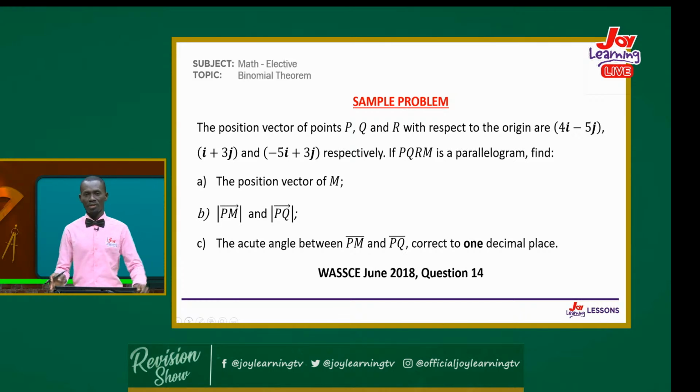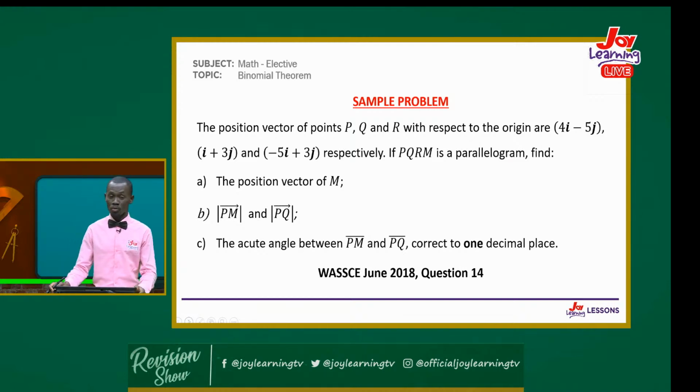Our intention is that hopefully by the time this revision class is done, a question like this from 2018, question number 14, you should be comfortable with such a problem. What are the ingredients required? What are the demands of this question? Let's go back to the question. It speaks about the position vectors of 3 points, P, Q, and R.